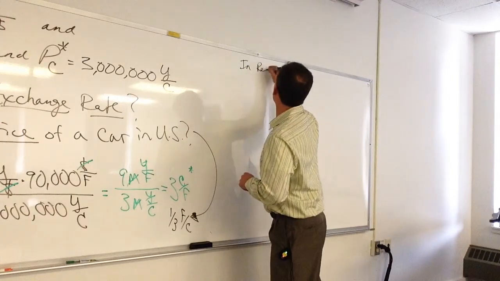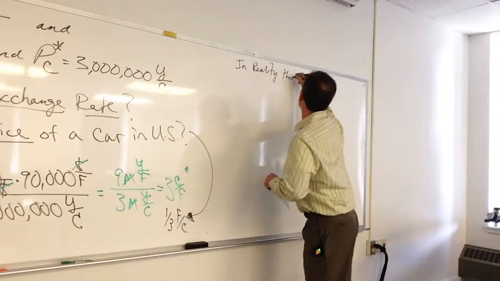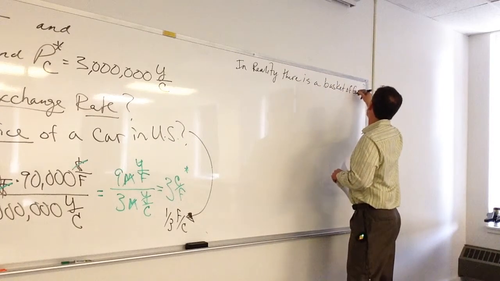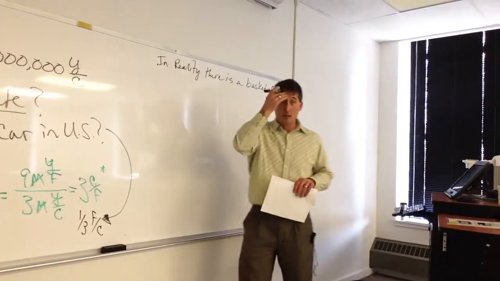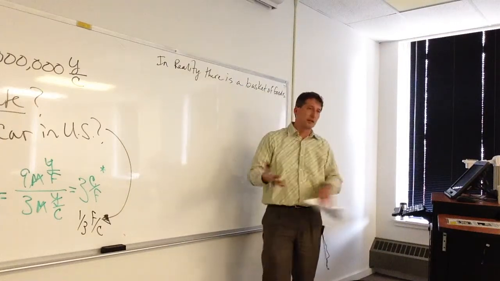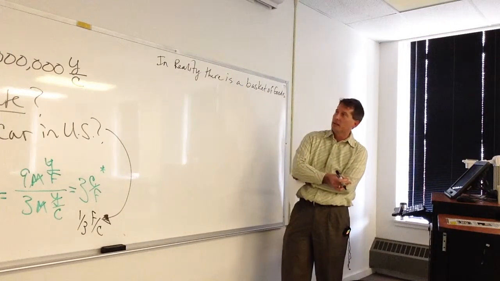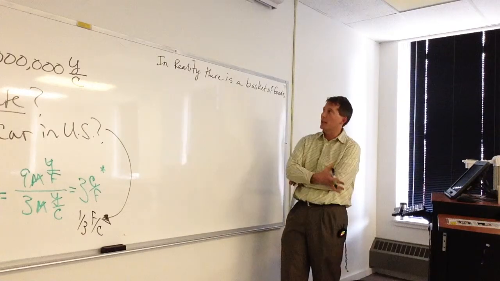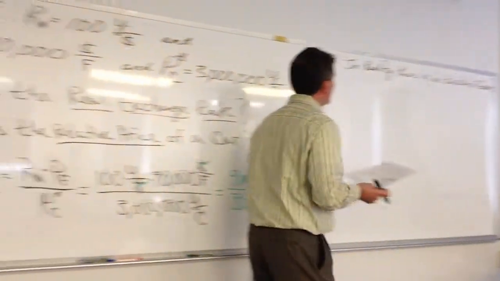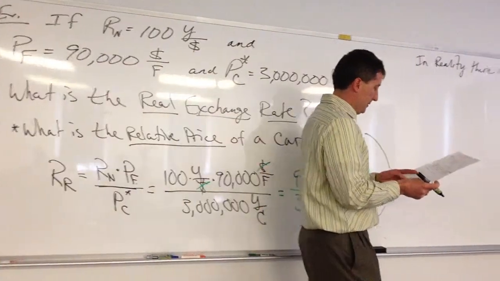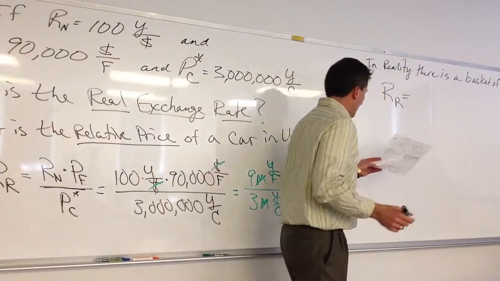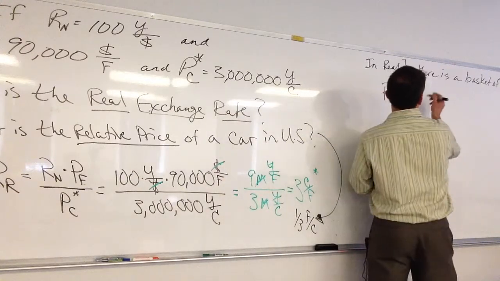In reality, there is a basket of goods. So we're not really talking about just one good, cars and food. We've got all the goods that were being traded. Or we can even get back to thinking about the whole real GDP as a potential something that could be traded or purchased by a foreign person. So there's a whole basket of goods. And so the real exchange rate is actually equal to this equation.